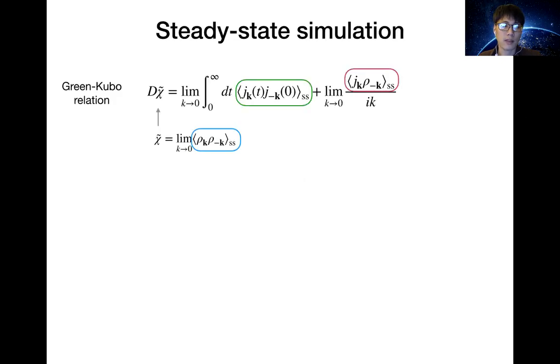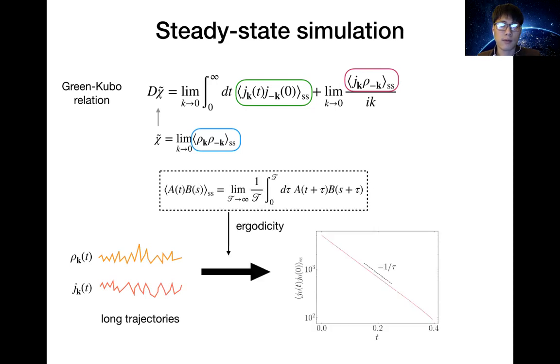We also measured three steady-state correlation functions to deduce D from the Green-Kubo relation. To this end, we observed the long trajectory of a particle density and current. Assuming the ergodicity of dynamics, we can measure the correlation functions. For example, the current correlation function measured in this way shows an exponential decay from which we get the time integral term of the Green-Kubo relation. The other two correlation functions were also measured from the trajectories.